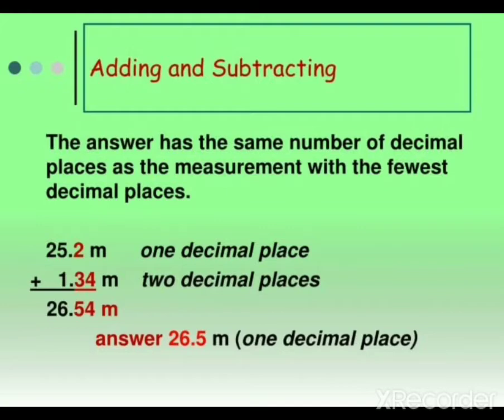That is, 26.54 has two decimal places. It should have only one decimal place. So how can we write the answer? The answer can be written as 26.5. When we write 26.54 as 26.5, the answer will have only one decimal place. So that is the rule.